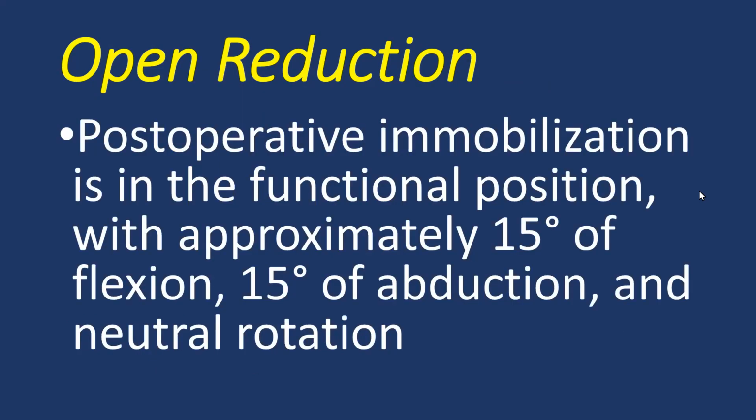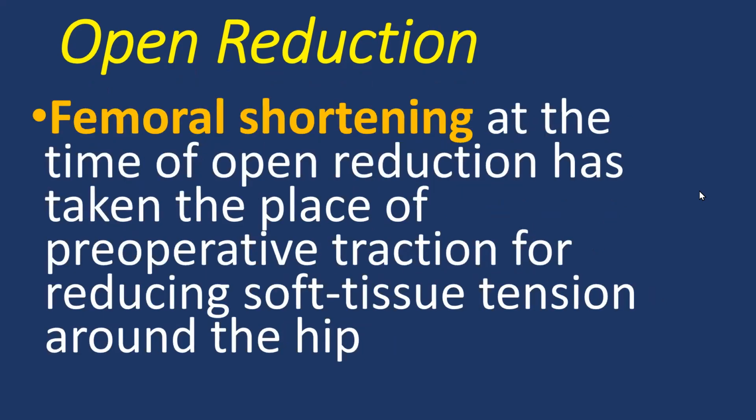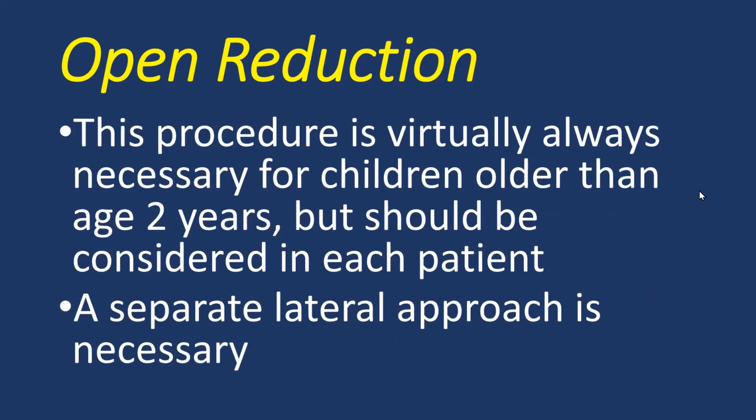Post-operative immobilization is in the functional position, the human position, with approximately 15 degrees of flexion, 15 degrees of abduction, and neutral rotation. Femoral shortening at the time of open reduction has taken the place of preoperative traction for reducing soft tissue tension around the hip. This procedure is virtually always necessary for children older than age 2 years, but should be considered in each patient.